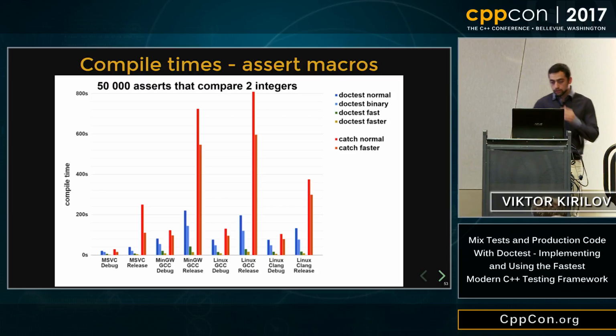So here are the results. Oddly enough, GCC is quite slow in release, both on Windows and on Linux. There are very big differences between compilers. The 2 red lines are for the 2 forms of the asserts for Catch, and the other 4 bars, which are the blue ones and the green and brown one, are for Doctest. And as we can see, you can get crazy performance with the fastest form of the asserts for Doctest. I mean, you can get 50,000 asserts to compile in less than 10 seconds.